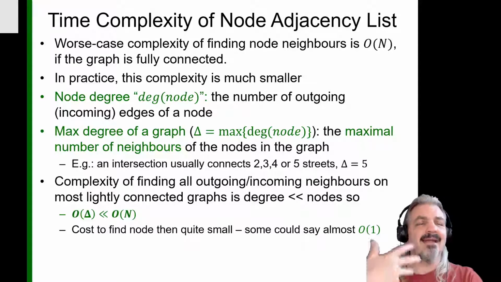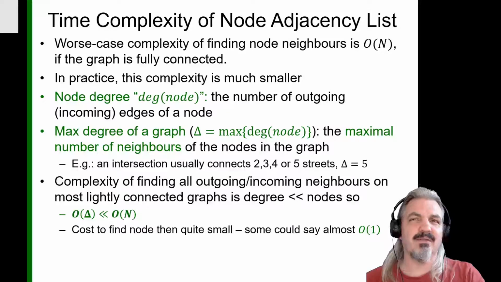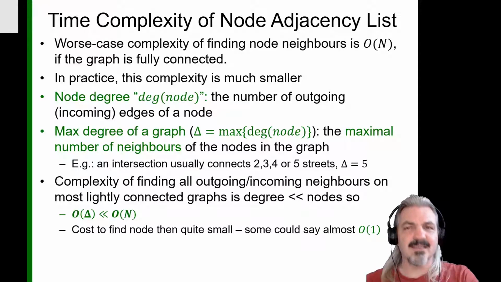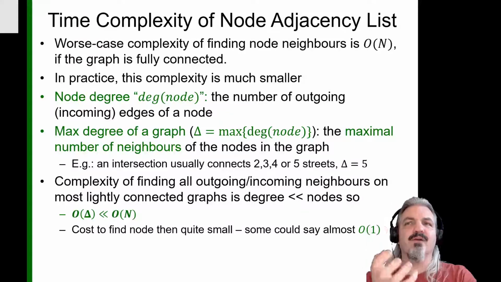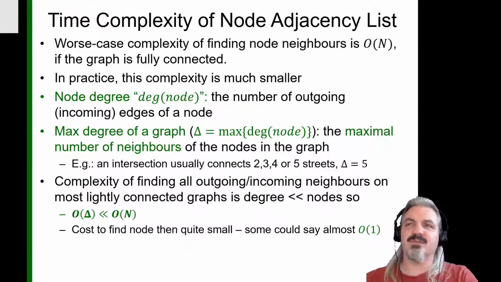Okay, so understanding the type of graph you have is very important to understanding what matters in terms of the relative cost of doing things.